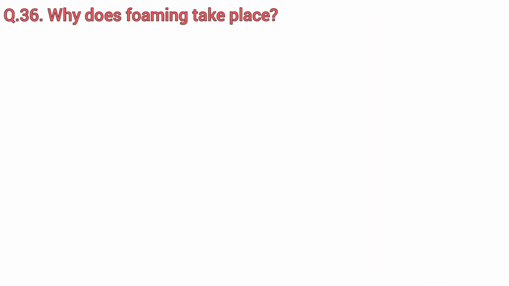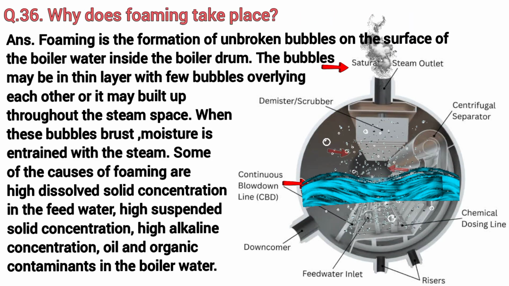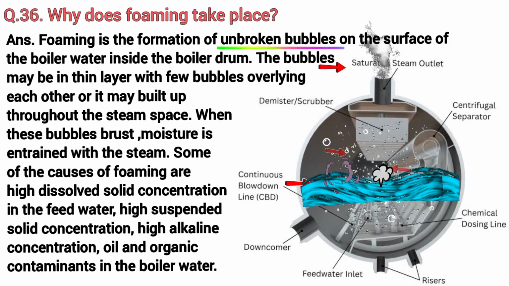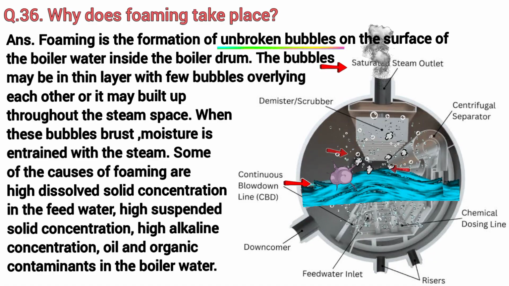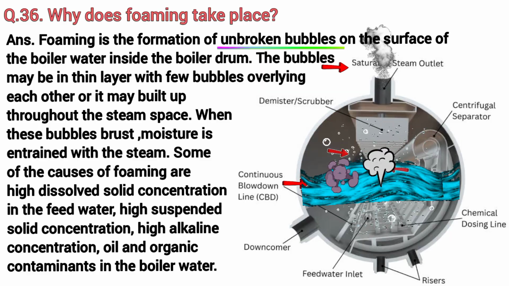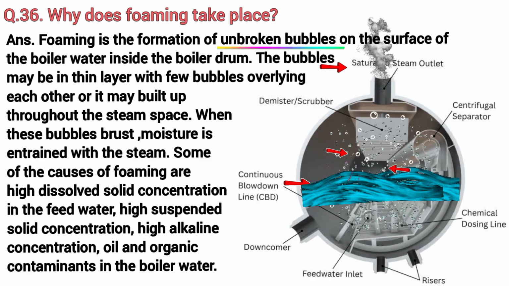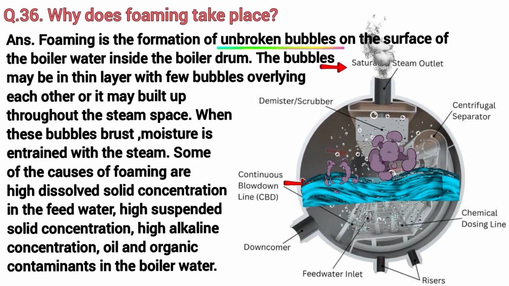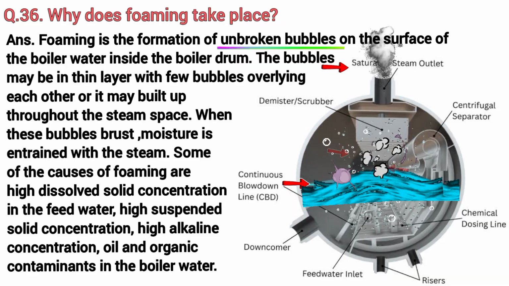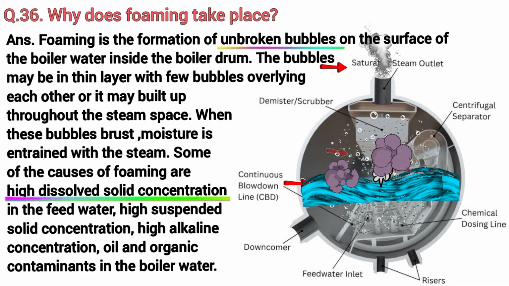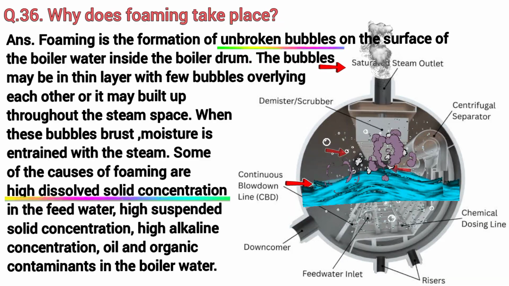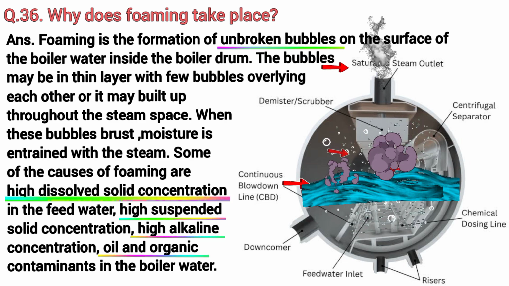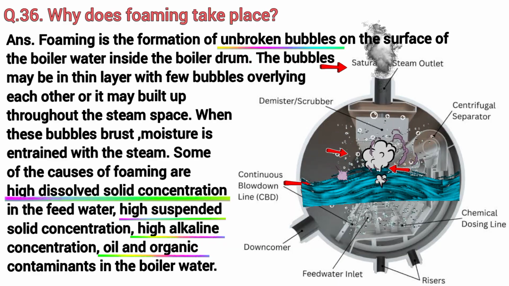Why does foaming take place? Foaming is the formation of unbroken bubbles on the surface of the boiler water inside the boiler drum. The bubbles may be in a thin layer with few bubbles overlying each other, or they may build up throughout the steam space. When these bubbles burst, moisture is entrained with the steam. Some of the causes of foaming are high dissolved solid concentration in the feed water, high suspended solid concentration, high alkaline concentration, and oil and organic contaminants in the boiler water.